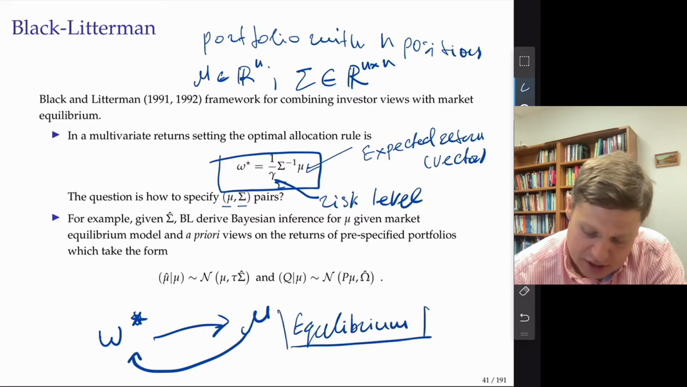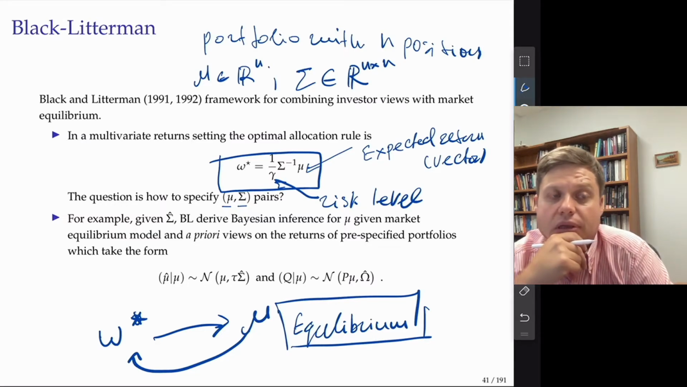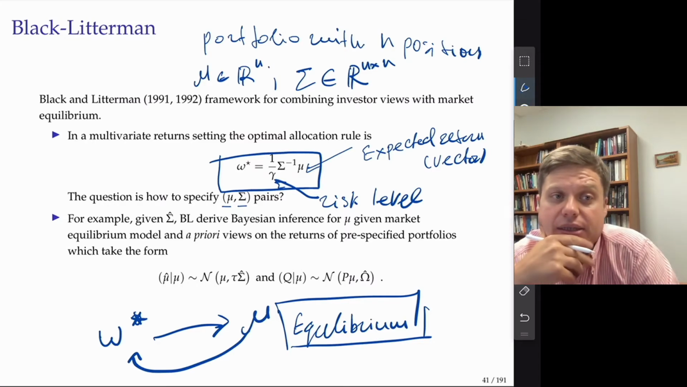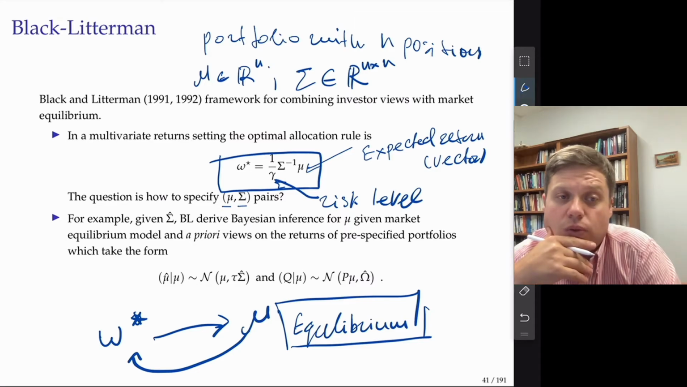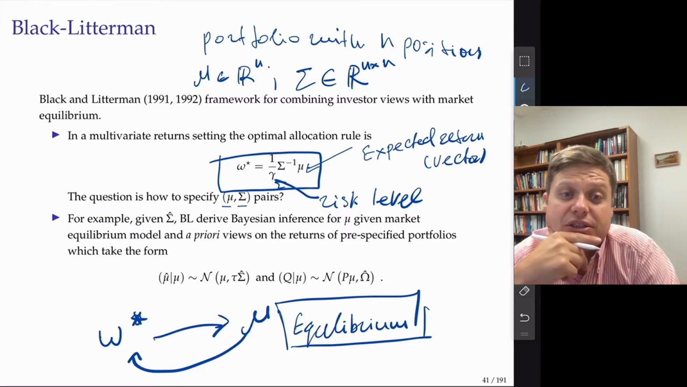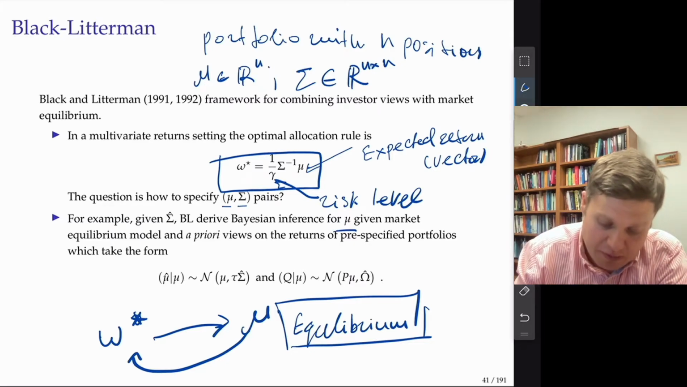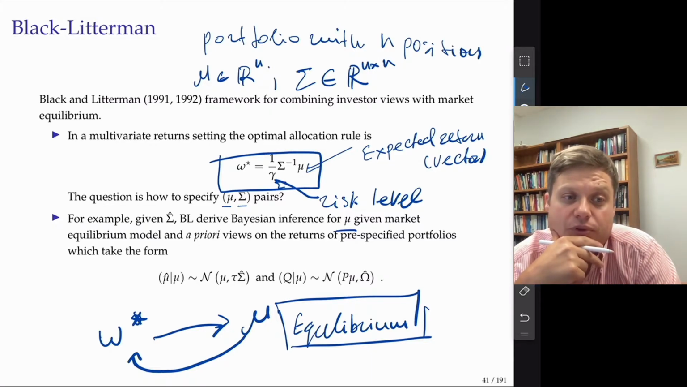And now the question is, given that the system reaches the equilibrium, how should we allocate our money to the positions in our portfolio? And Black-Litterman studied this question. They did it in the early 90s, and they came out with a Bayesian way of updating the mu. So, for example, given that we know sigma hat, the covariance, Black-Litterman derived Bayesian inference for mu, given a market equilibrium model and a prior view on the return of pre-specified portfolios.